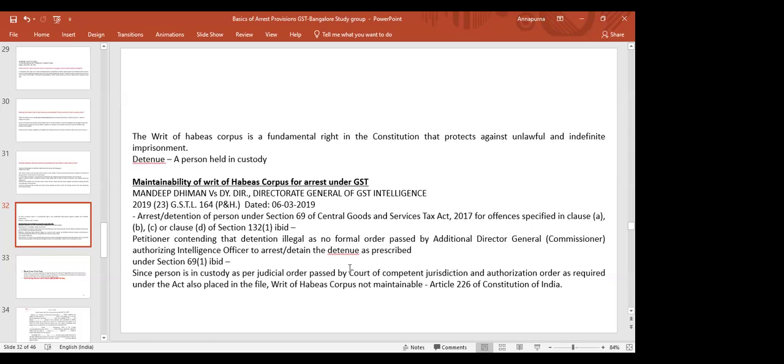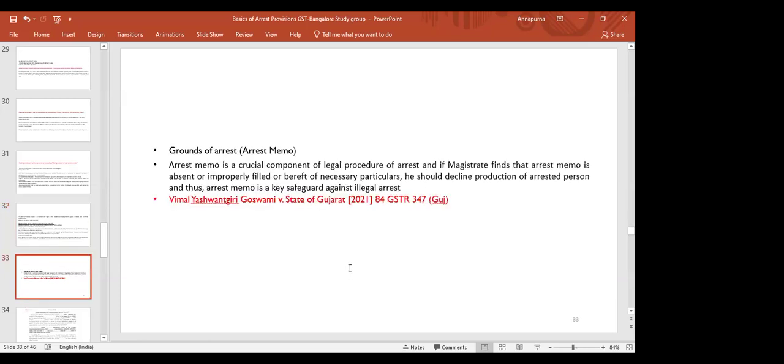You should read that. Against what judgment? Which one, sir? The recent one, K. Karunakaran. Okay, sir. That judgment you should read about habeas corpus. Okay, sir, I'll read.